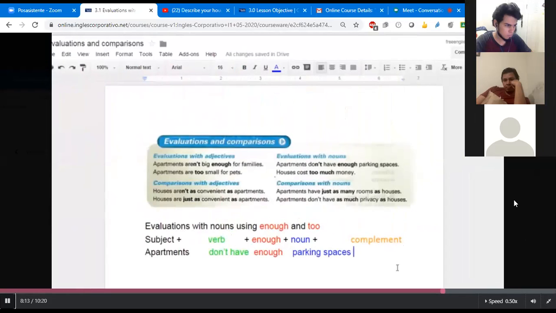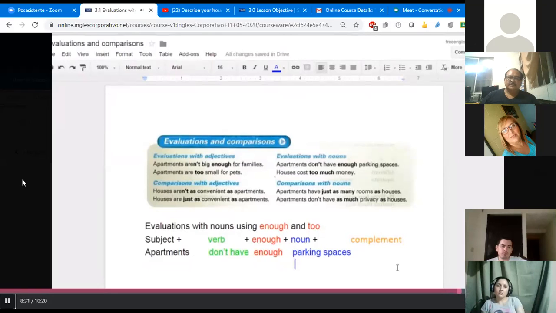And quickly, I want to talk about nouns. So what are nouns? What are some of the nouns that we can think about when we are making evaluations of apartments and houses? Well, we can think of things like parking spaces, as you can see there. We can think of things like closet space, right? We can think of things like privacy. And of course, we can think of things like money, if you will, right? So these kinds of things are nouns that we can think of.